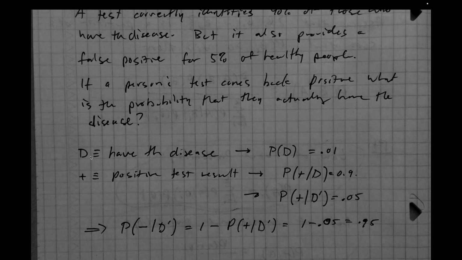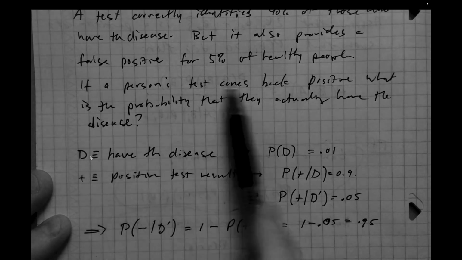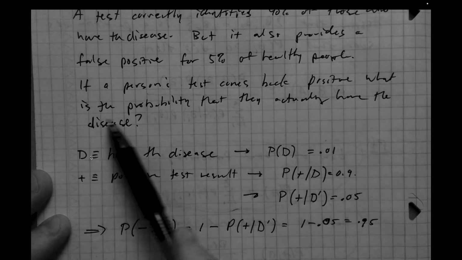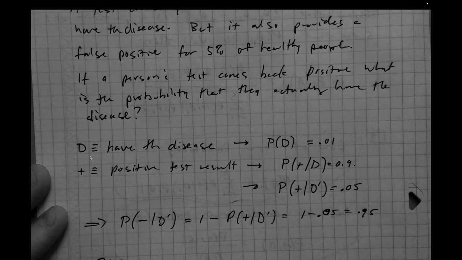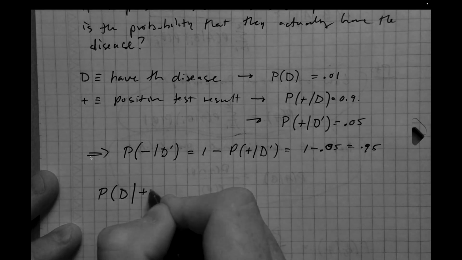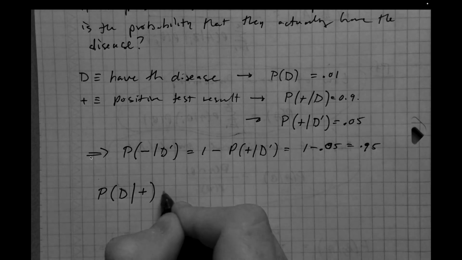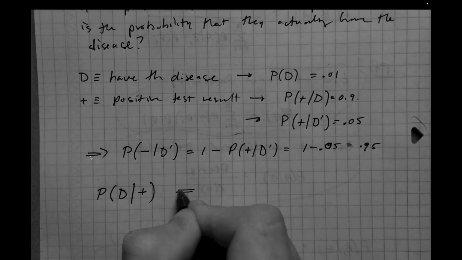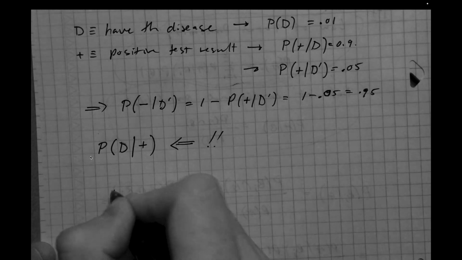So what are we after? We want to know, if a person's test comes back positive, what's the probability that they actually have the disease? So we want the probability that they have the disease given a positive test result. That's what we're after. So let's remember what Bayes' rule says.